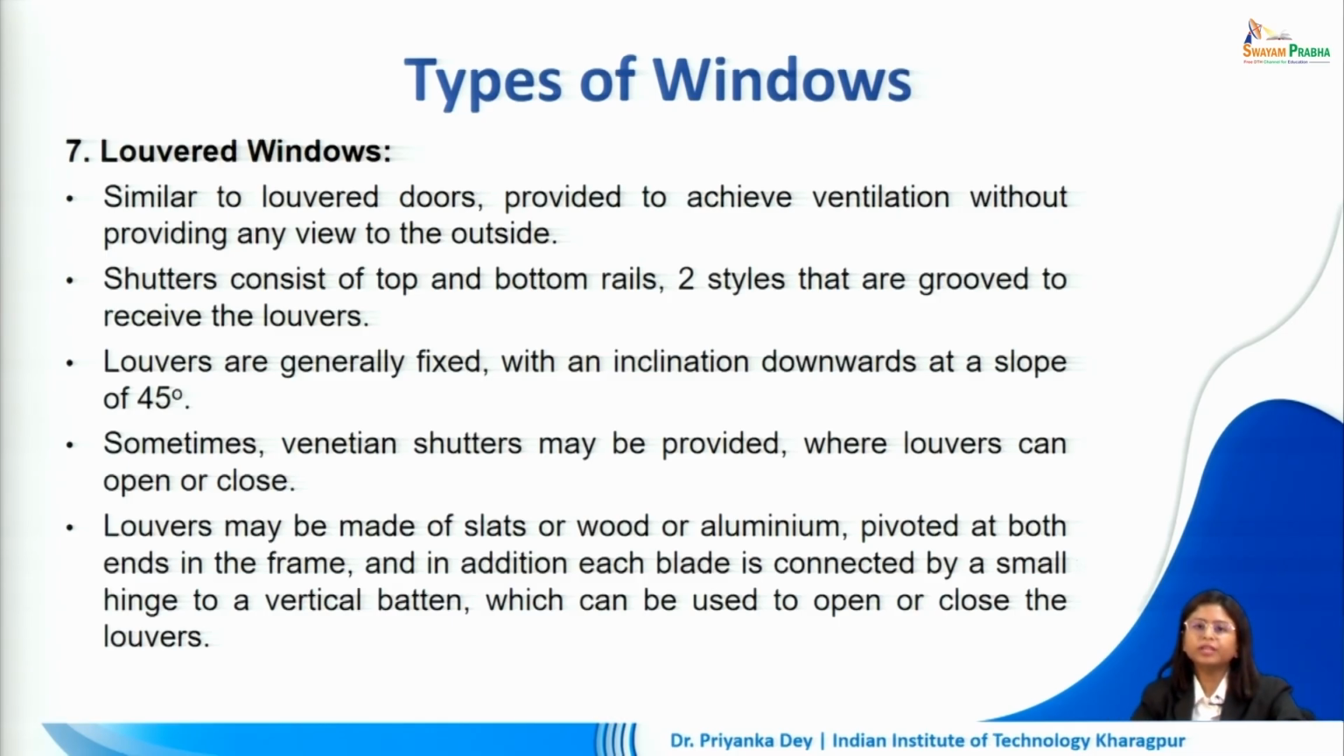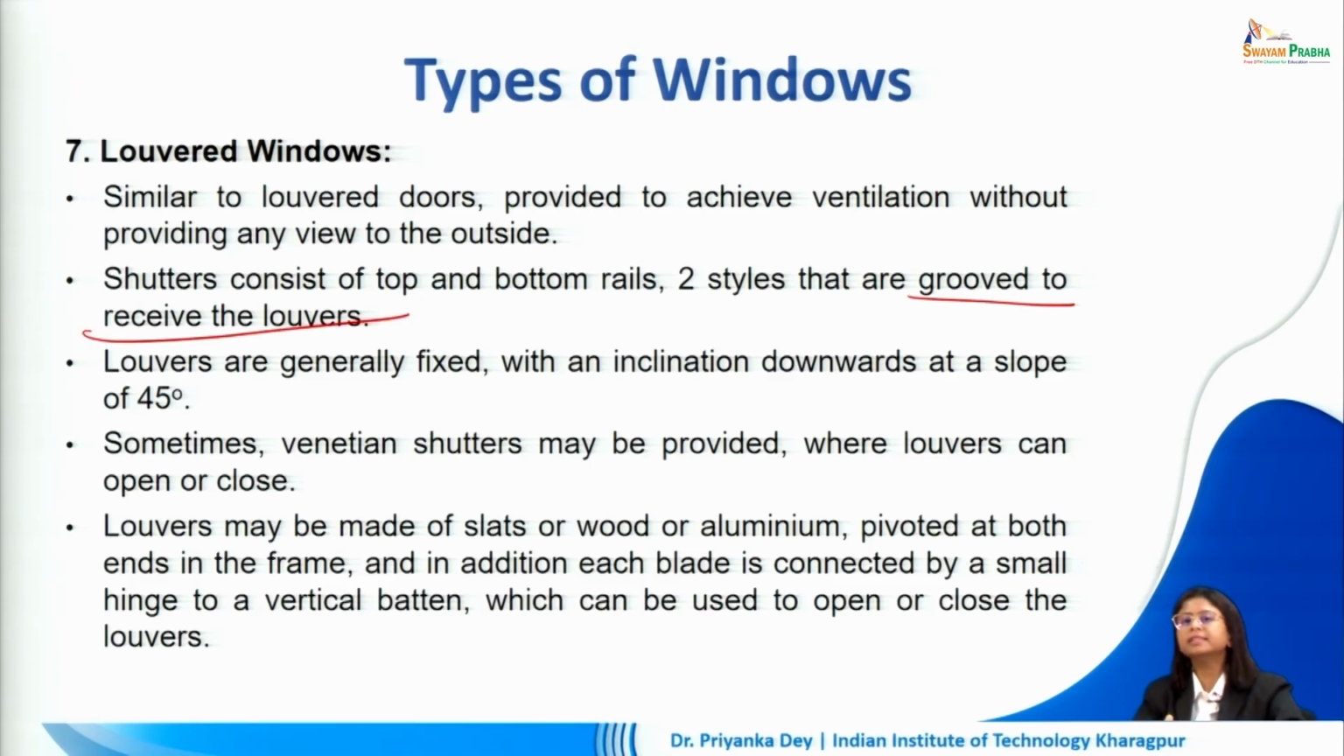The next type of window is louvered windows. It is very similar to louvered doors that we had seen in the last lecture. So it is provided to achieve ventilation without providing any view of the outside. Now the shutters consist of top and bottom rails and two sides. Now these stiles will have to be grooved to receive the louvers.